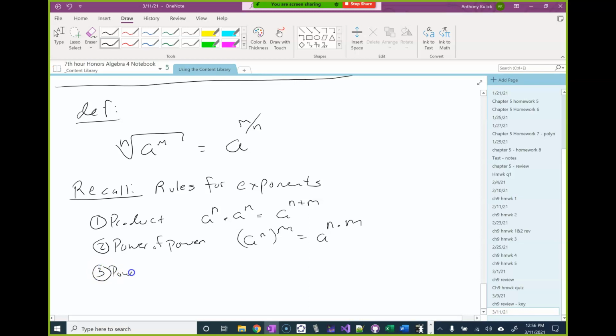We have power of a product, that says a times b to the n is a to the n times b to the n. Note that you must have a product for that property. If you have addition or subtraction going on between the a and the b, no dice. Exponents do not distribute. And again, hopefully that's clear. Like if I have 2x quantity squared, that's 2x times 2x. So I have a 2 squared and an x squared, right?